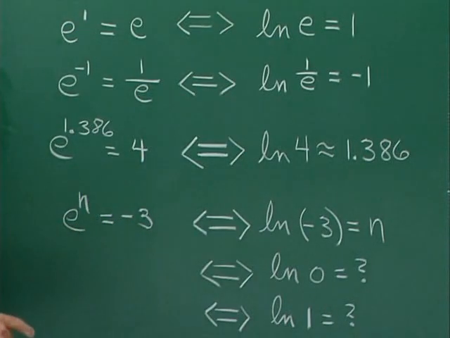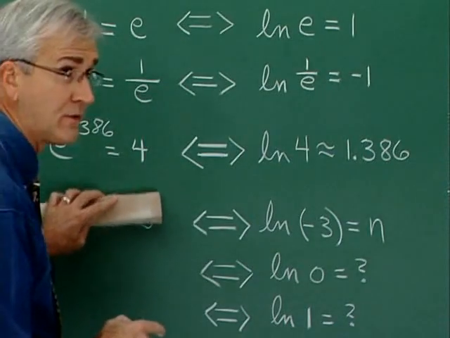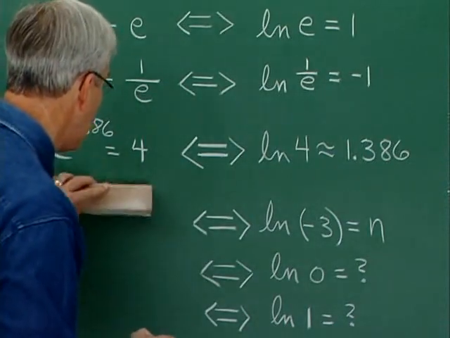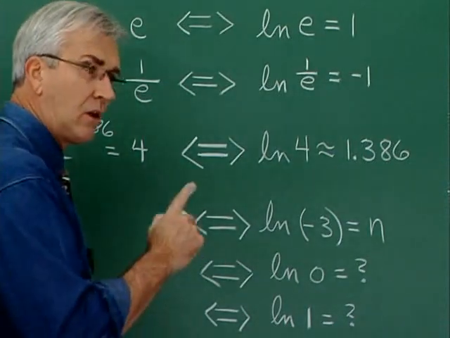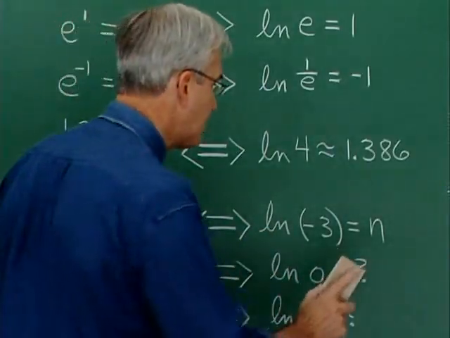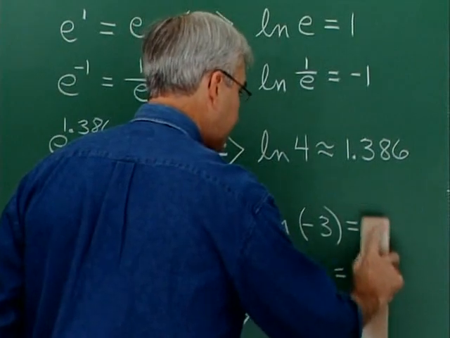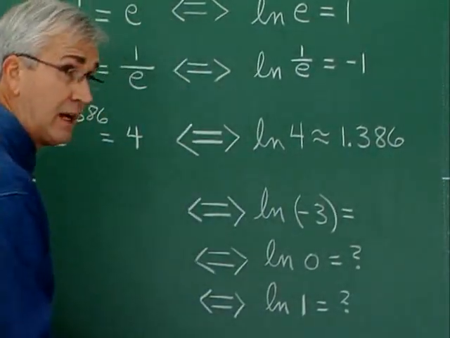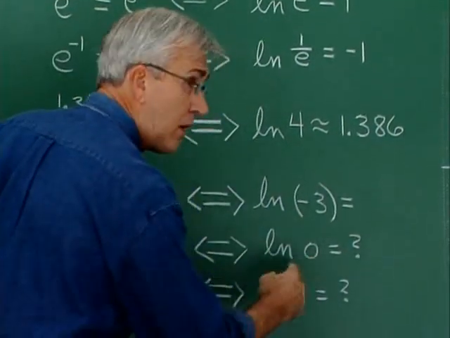That leads us to one of the truisms in the logarithmic world, and that is that we can't take the logarithm of a negative number. The log of a negative number doesn't make any sense. So we say that this is undefined. Now what about ln 0? What does that equal?